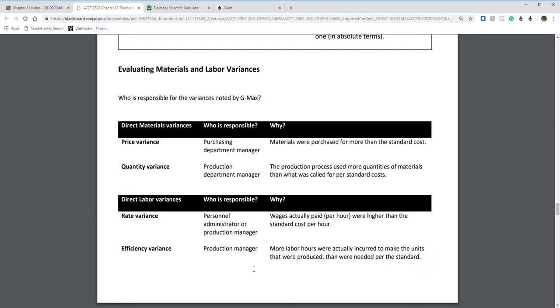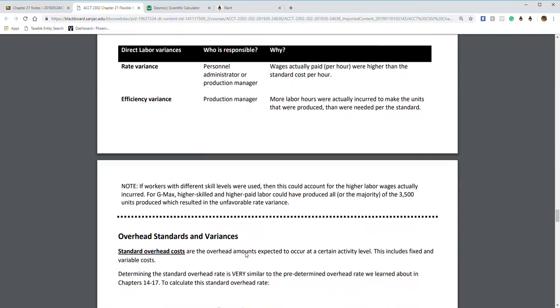Notice that the production manager is the one that we're probably going to speak to a lot. So if you ever become one, know you're going to have upper management on your butt.